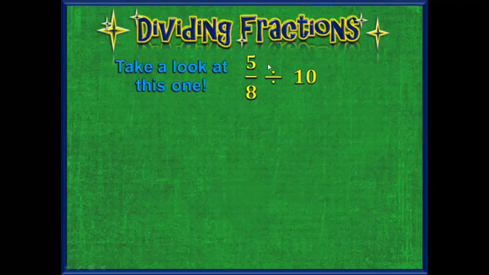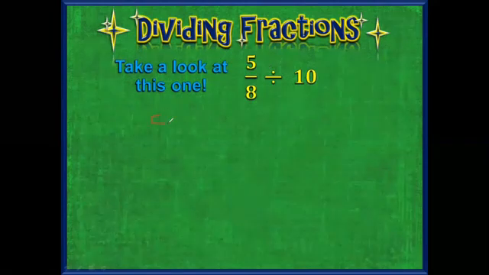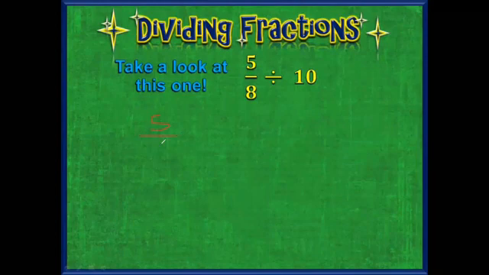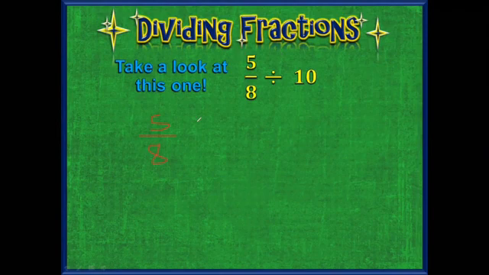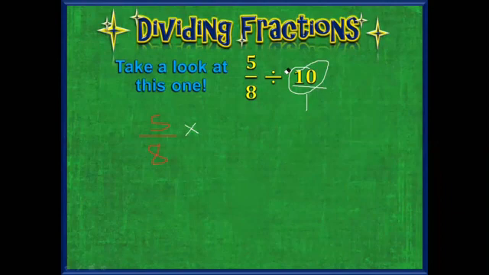The first step is to keep the first fraction as it is. The second one says that I have to change the division sign into the multiplication sign. Now, we have 10 here as a whole number. In order to change this whole number into a fraction, we just put it over 1. So, now I have to flip this fraction to be 1 out of 10.